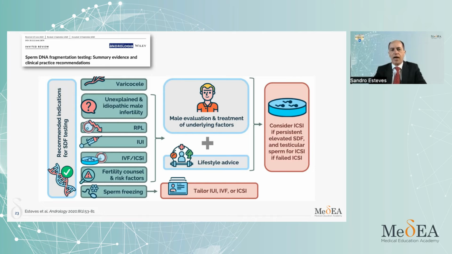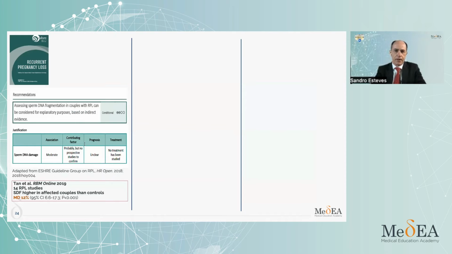Fifth, before IVF-ICSI, particularly when a paternal factor is suspected. Sixth, for fertility counseling, mainly when risk factors for oxidative stress exist and before sperm banking. In these conditions, sperm DNA fragmentation testing can provide helpful information about the contribution of sperm chromatin to infertility and possibly guide the treatment plan.